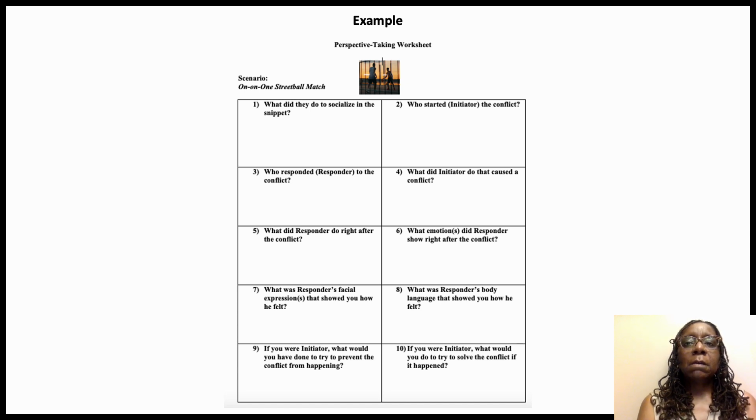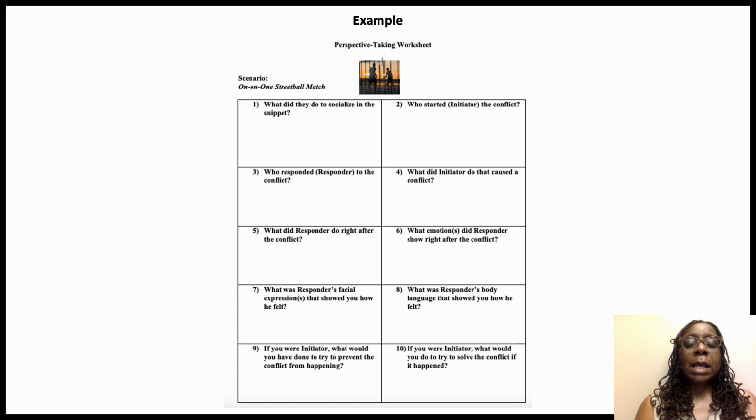Question number 6. What emotions did responder show right after the conflict? Question 7. What was responder's facial expressions that showed you how he felt? Question 8. What was responder's body language that showed you how he felt? Question 9. If you were initiator, what would you have done to try to prevent the conflict from happening? Question 10. If you were initiator, what would you do to try to solve the conflict if it did happen?